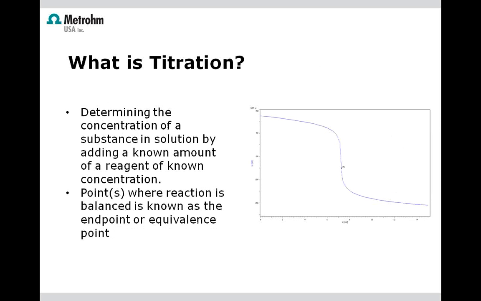So we'll start out real quick with a quick review of what a titration is. Titration, definition-wise, is to determine the concentration of a substance in solution by adding a known amount of a reagent of known concentration. And you add that amount of known reagent to a point where the reaction is balanced between the two things. This is known as the end point or the equivalence point.